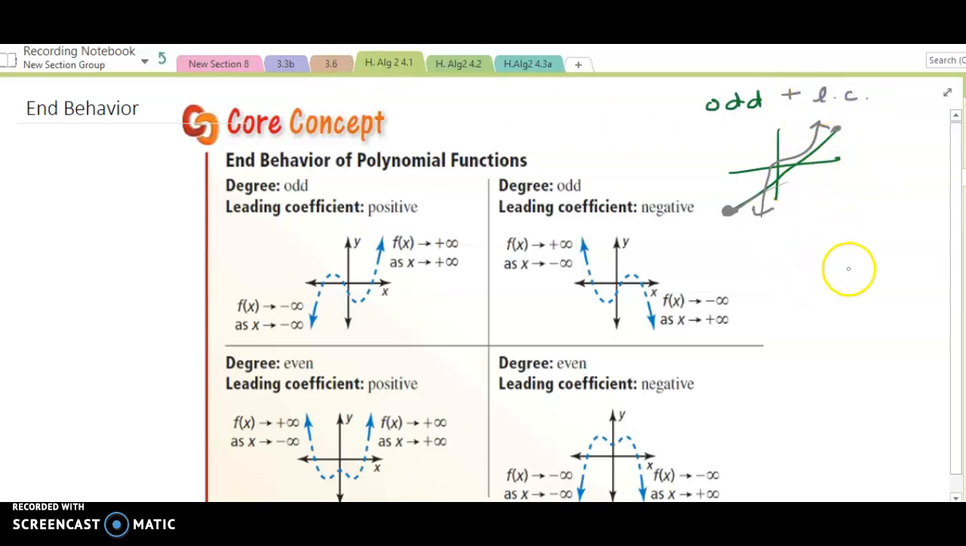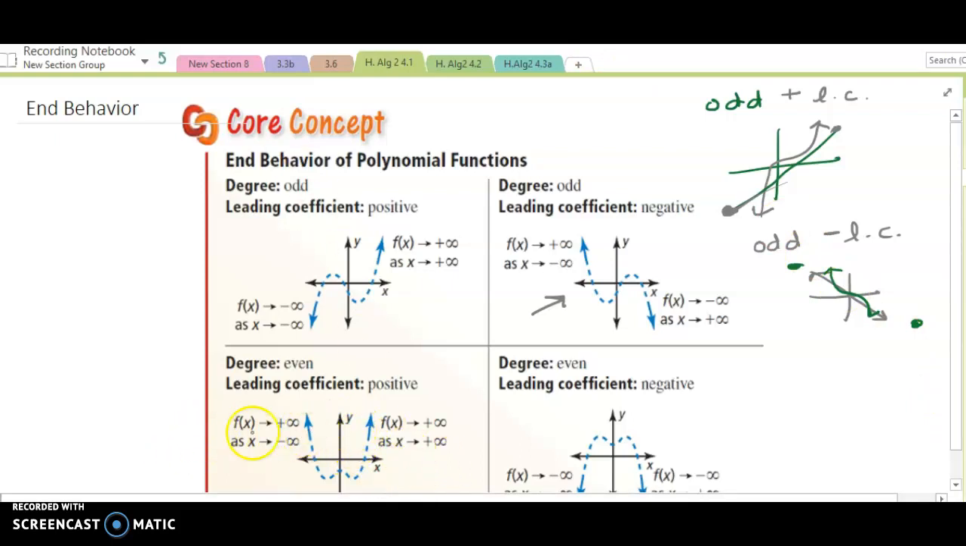When we have a negative leading coefficient, okay, we get a graph that looks like this, okay? So if it's linear, it can be this way, or if it's cubic or whatever, it can be this way. Okay, it starts at the top left and it goes to the bottom right. Okay, always, that never changes. All you need to know is if the degree is even or odd, or if the leading coefficient is positive or negative.